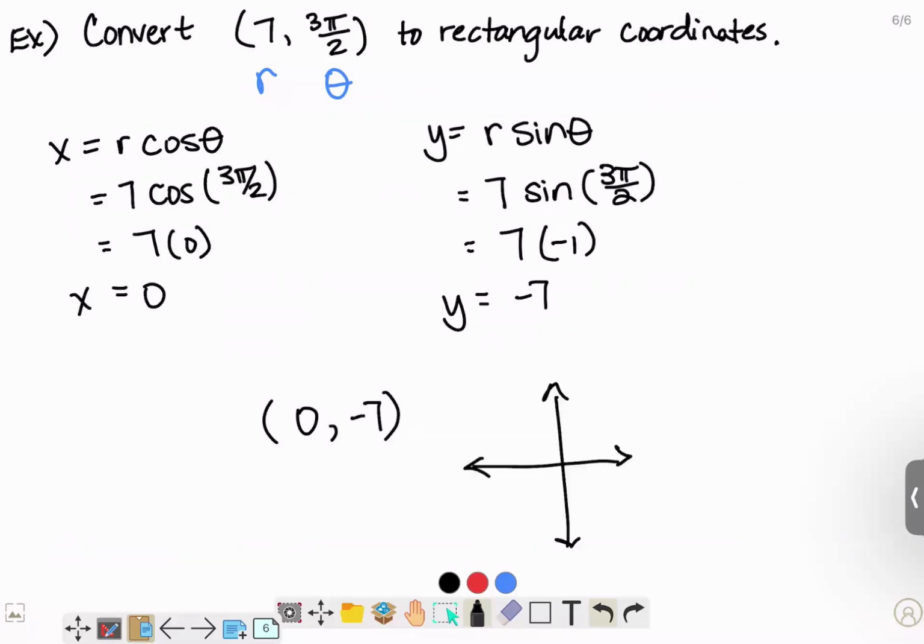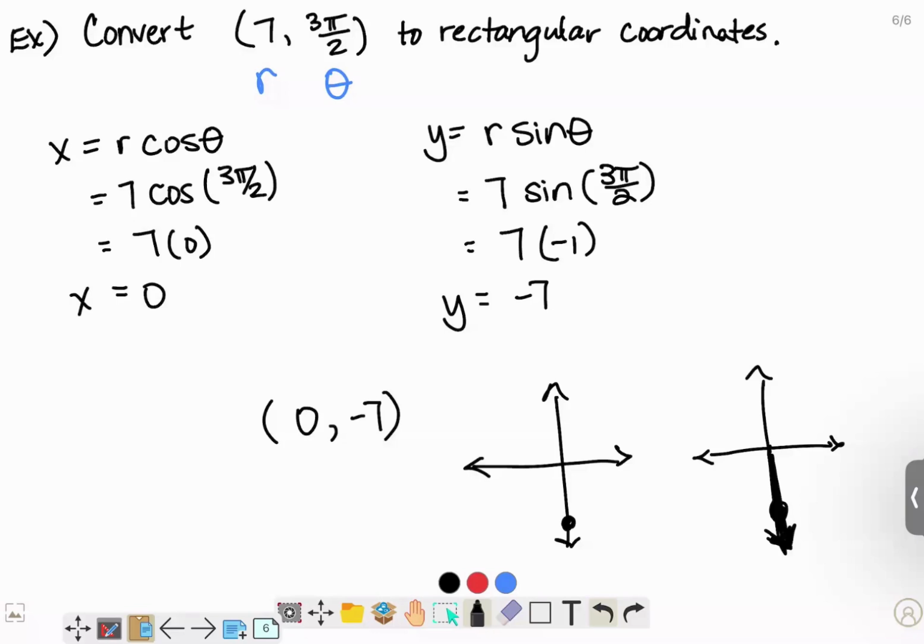So we know (0, -7) is going to fall on the y-axis. It'll look like that, roughly. In polar coordinates, if we rotate to the angle 3π/2, that's this angle down here on the bottom of the y-axis, and we go out in this direction by 7, we end up still somewhere down there on the y-axis. So they do appear to be equivalent.